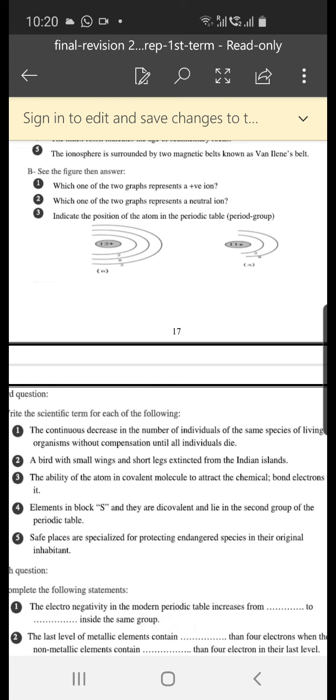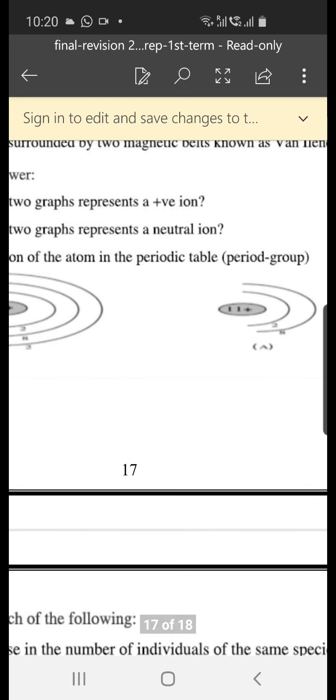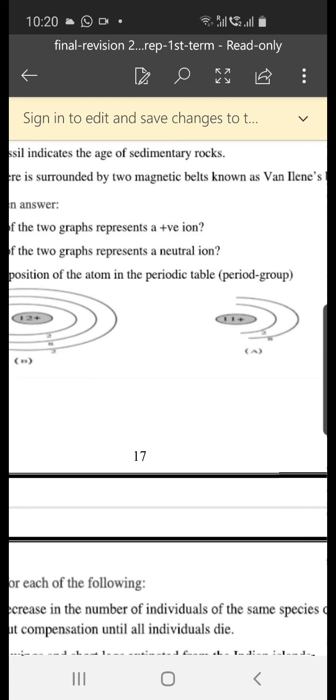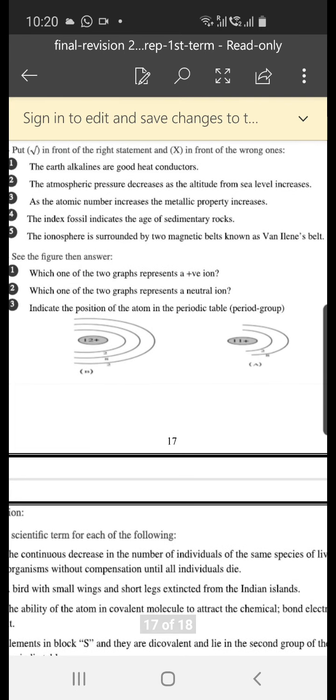See the figure, then answer. We have here 2 atoms. The first one has 2,8,2 and the second one has 2,8. The number of protons in the first one is 12 and the number of protons in the second one is 11. So one of them is an atom and the other one is an ion, of course, because there is a difference between the number of protons and the number of electrons.